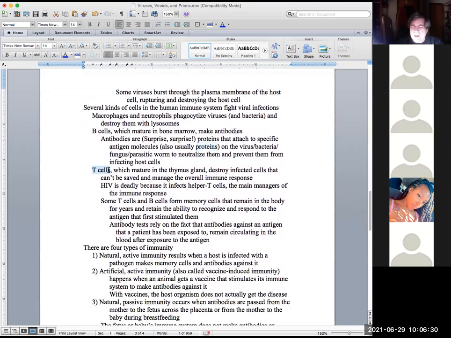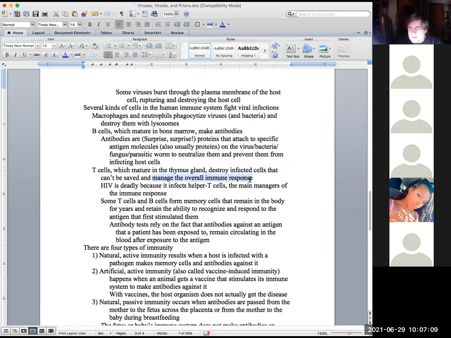Now, we also have some cells called T cells. B cells mature in bone marrow. T cells mature in the thymus gland. And they can destroy infected cells that can't be saved. And notice when I say infected cells, if we're talking about you having an infection, that means they're destroying your cells, human cells. Why? Because some cells can't be salvaged. So rather than lose a whole bunch of cells, the idea of these T cells is to eliminate the ones that are already gone, that are beyond saving.